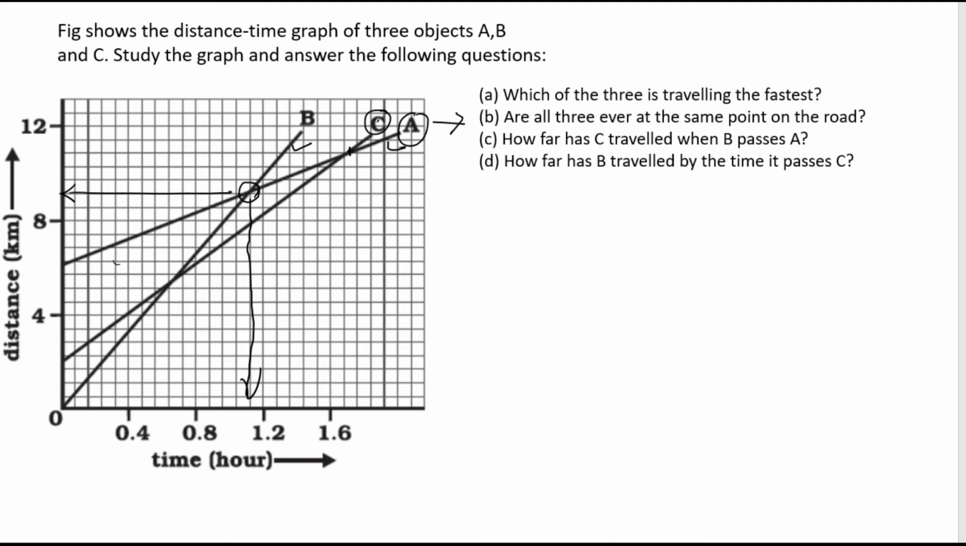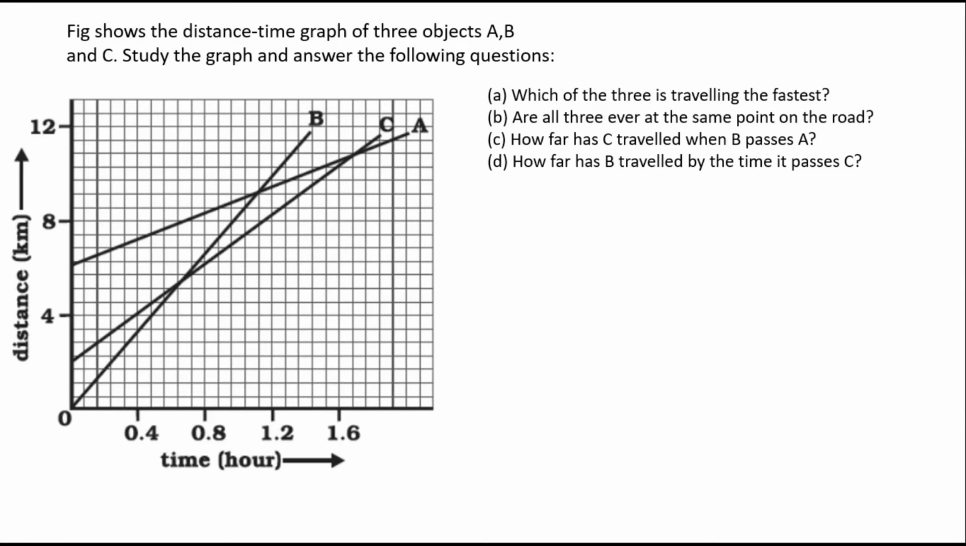These two, C and A, are at the same distance here, but in no case are they all together intersecting at each other, right? This is the point of intersection where B and C are at a particular distance, but in no case are all three intersecting at one point. Therefore, for this question, are all three ever at the same point on the road? Simple answer, no, because they don't intersect at a point. We will go ahead to the next question.